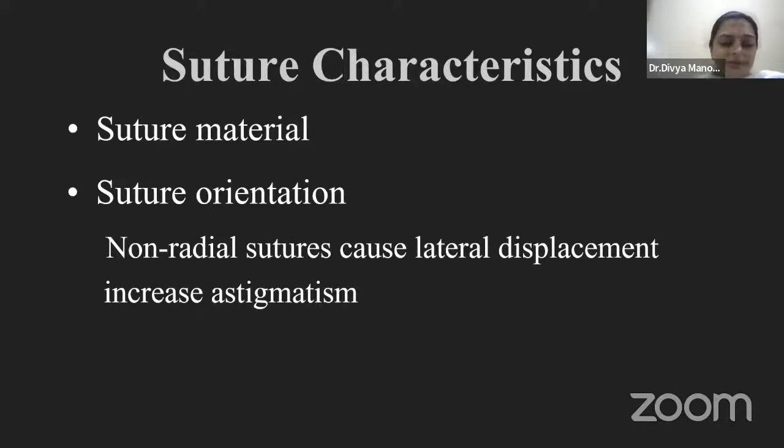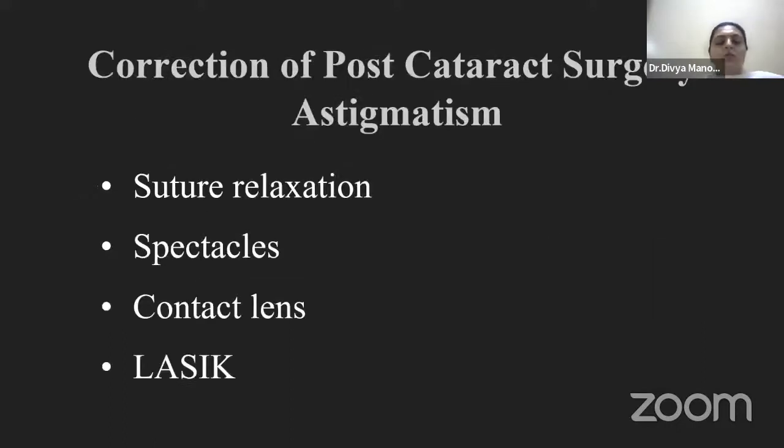If you're applying more than one suture, then it has to be radial sutures. If too tight, you will see radial folds on the cornea, which need to be avoided. Post cataract surgery, if at all there is any astigmatism, it would be ideal to do a suture removal probably after 3 months of surgery.